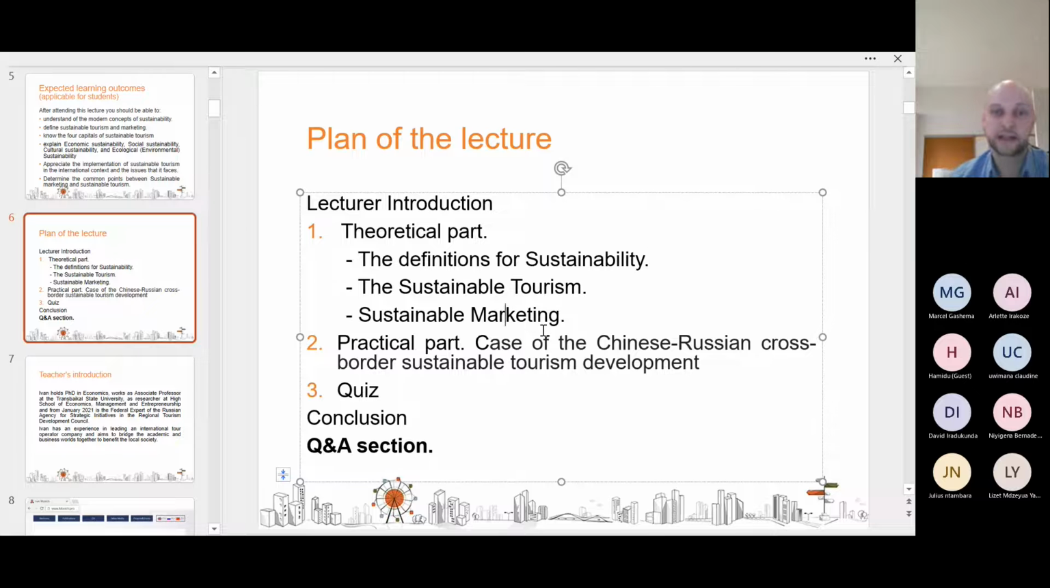And the next is sustainable marketing. Sustainable marketing is one of the concepts that a company can follow. We'll trace all the concepts that companies can follow, and sustainable marketing is one of them, one of the latest, let's say. Then the practical part, a case study of Chinese-Russian cross-border sustainable tourism development. And the last one is a quiz. I think it will be quite interesting for you to take part in. Then the conclusion and question and answer section.